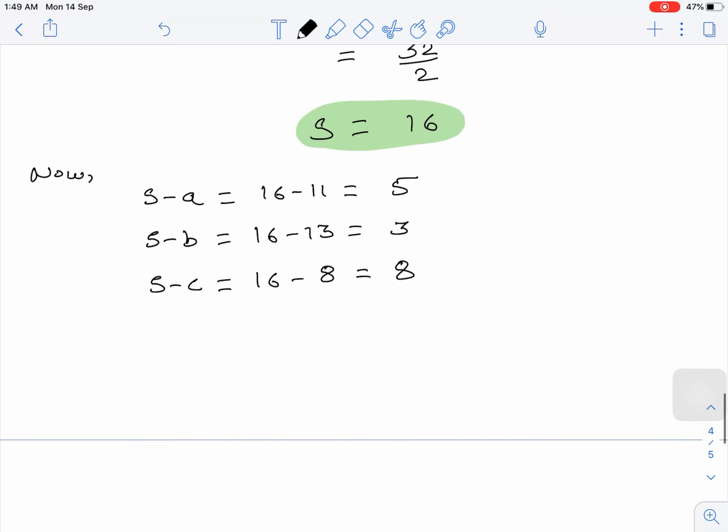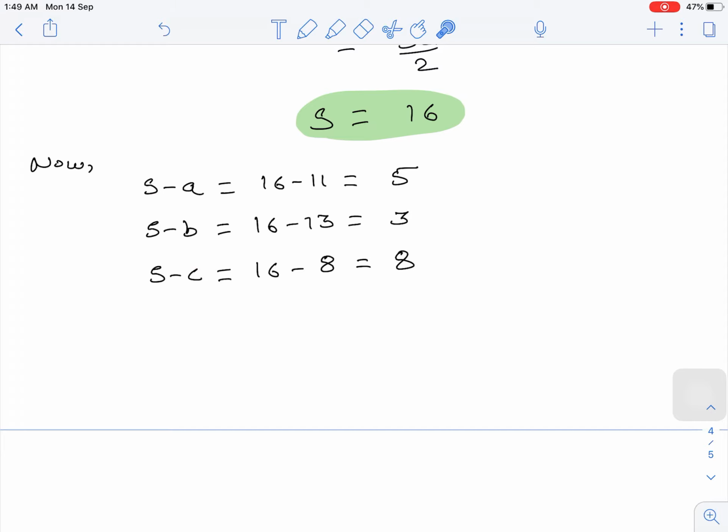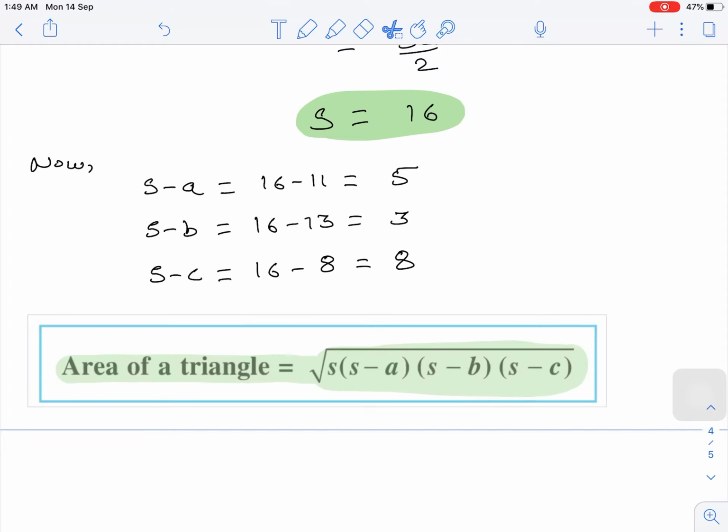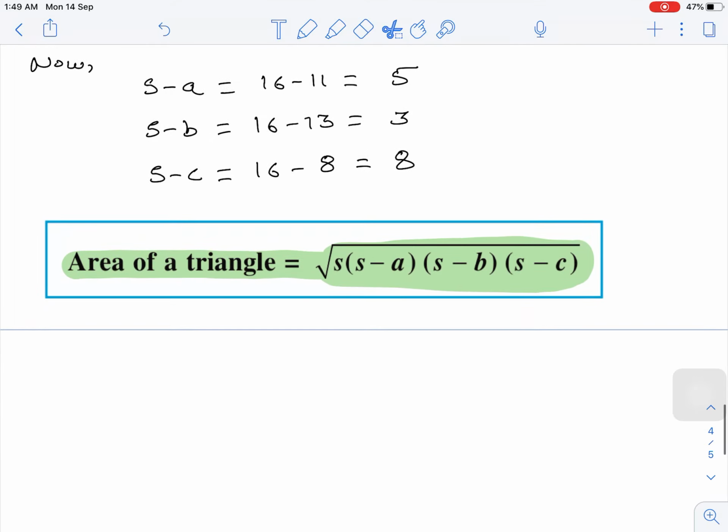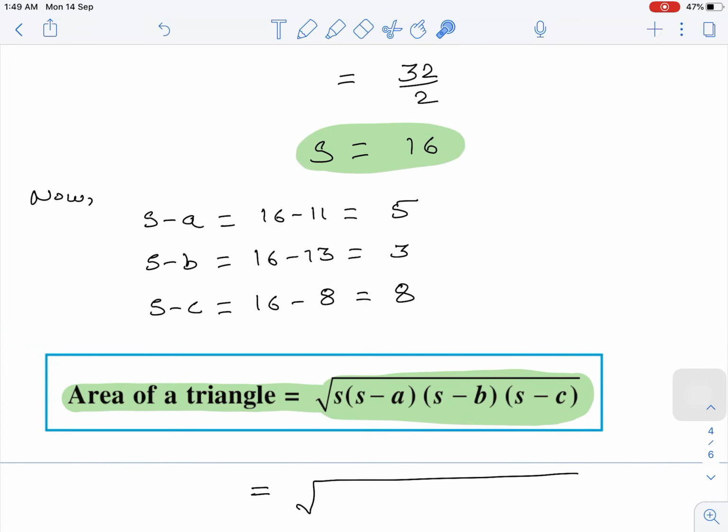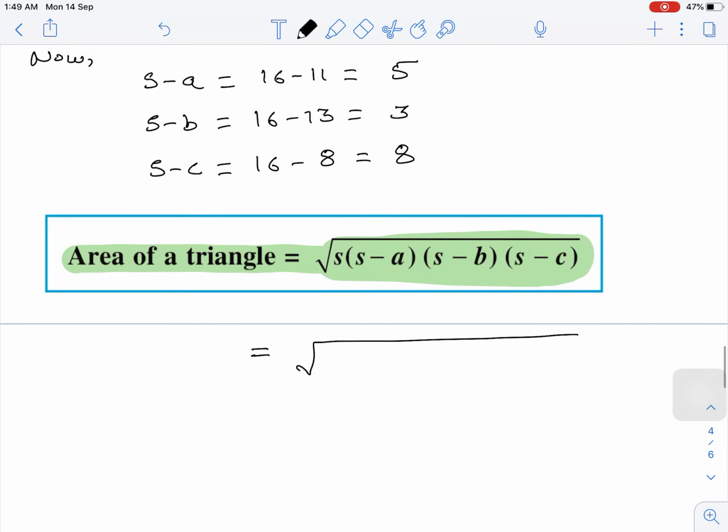Now after having the values of S minus A, S minus B, and S minus C, we can make use of that formula. So we can write area of triangle equals square root of S into S minus A into S minus B into S minus C. What is the value of S? S is nothing but 16. So we will write the values here: 16 into 5 into 3 into 8.